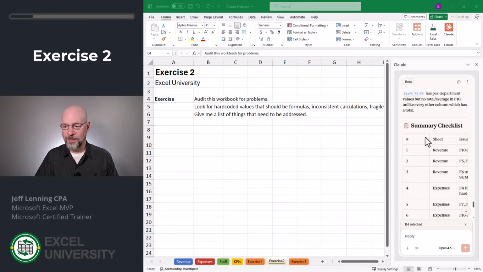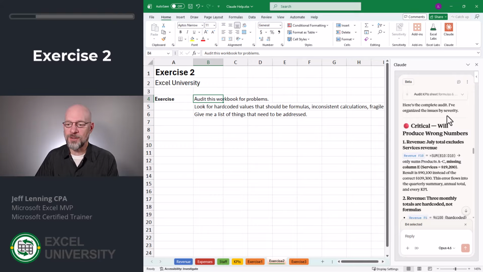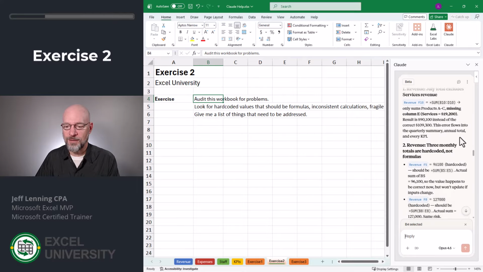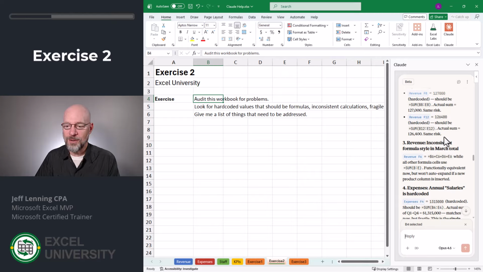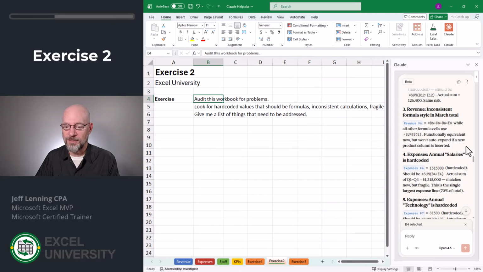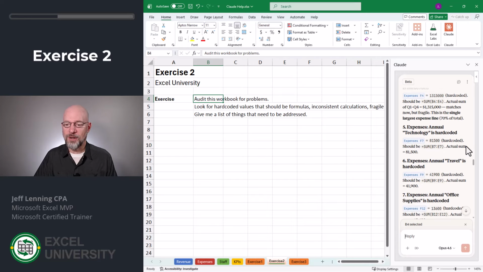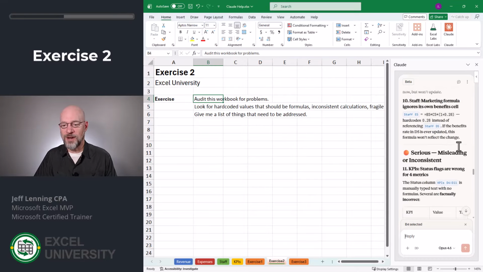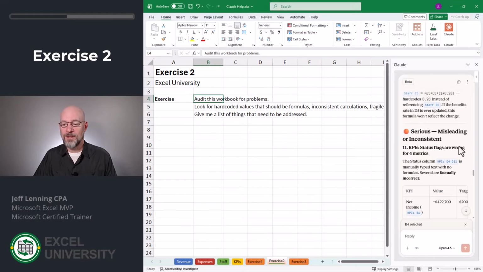Okay, and it finished up. Here's the complete audit. I've organized the issues by severity. Critical, will produce wrong numbers. Revenue, July total excludes services revenue. Revenue, 3 monthly totals are hard-coded, not formulas. Revenue, inconsistent formula style in March. Annual salaries is hard-coded. Expense annual technology is hard-coded. And it identified basically 10 of those. Then we have a category of serious, misleading, or inconsistent.